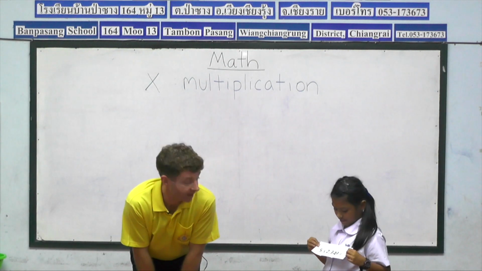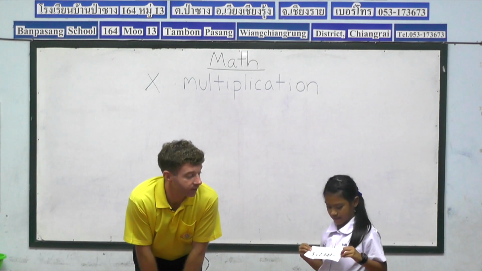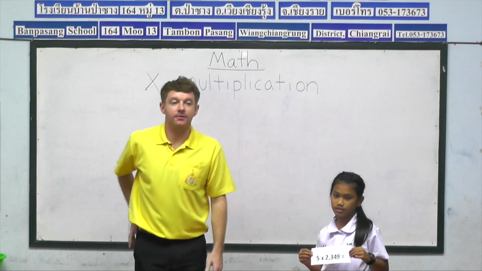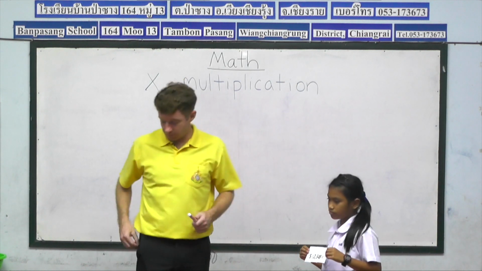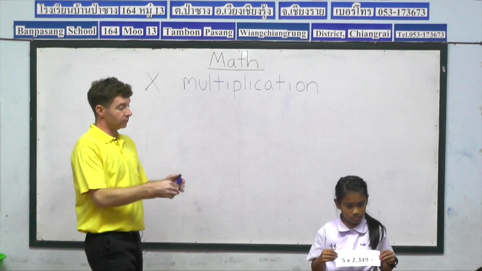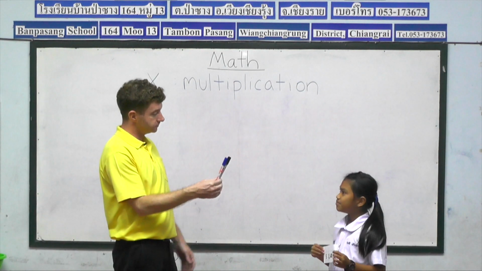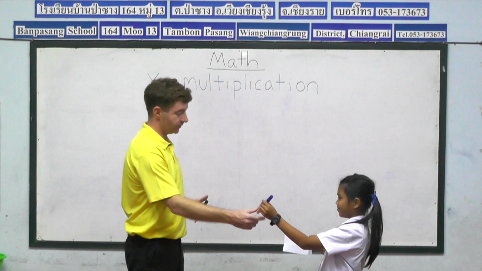5. 2,349. Excellent. So now we're ready to write it on the board. Pak Bung, what color would you like? Would you like black or blue? Blue. Blue. Excellent. There you go.